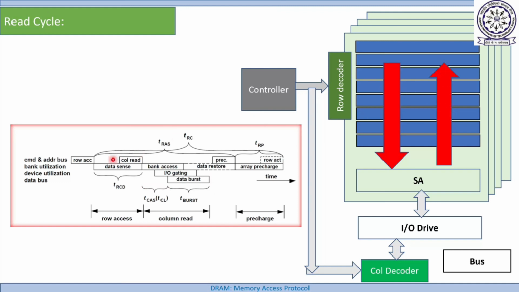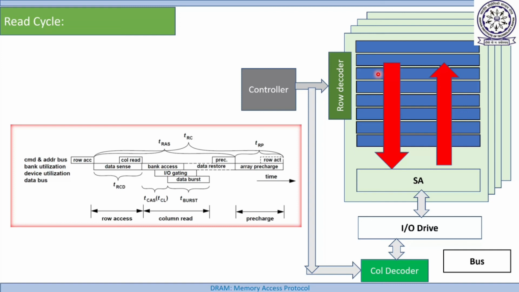That means this T_RAS time is enough for activating a row, reading the content of a particular column, and also the data restoration. For all this, this T_RAS time is enough. But after T_RAS time, this reading and this restoration is done, but the content of this row is still available in the sense amplifier, right? Now, suppose the next read is from another row. We cannot directly activate this row because the content of the previous row is already in the sense amplifier, so we have to pre-charge it. That's why this is called the read cycle.